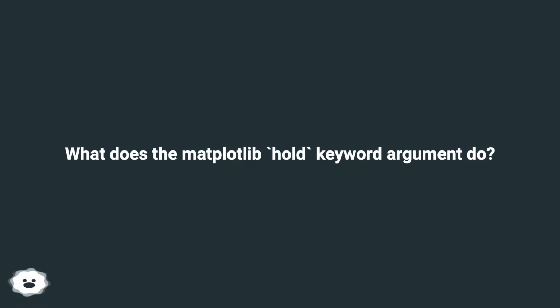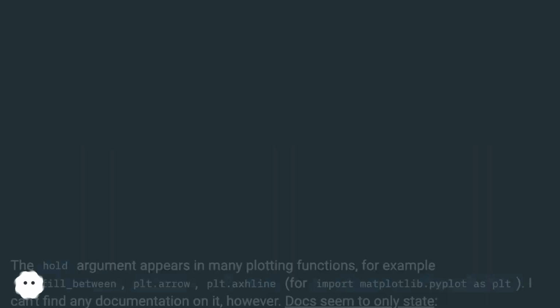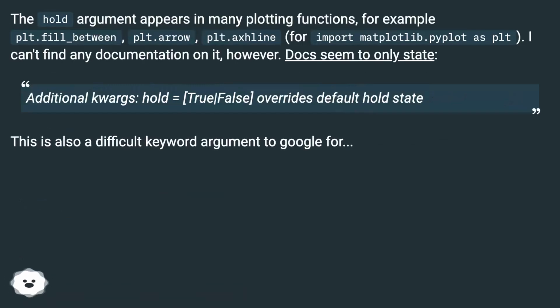What does the Matplotlib hold keyword argument do? The hold argument appears in many plotting functions, for example plt.fill_between, plt.arrow, plt.axhline, for import matplotlib.pyplot as plt. I can't find any documentation on it, however.